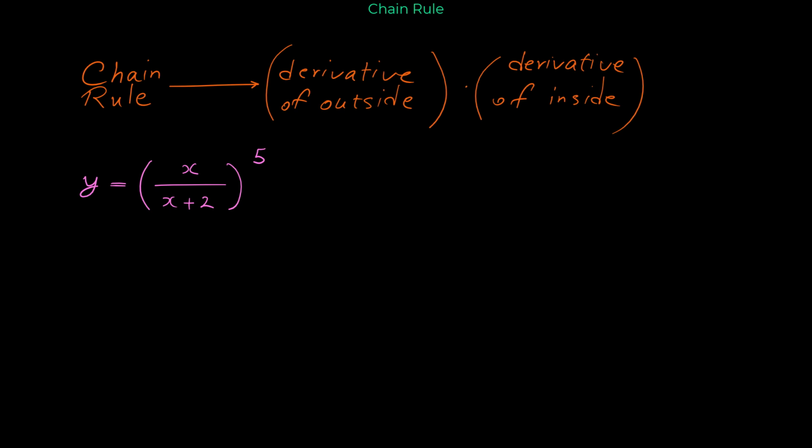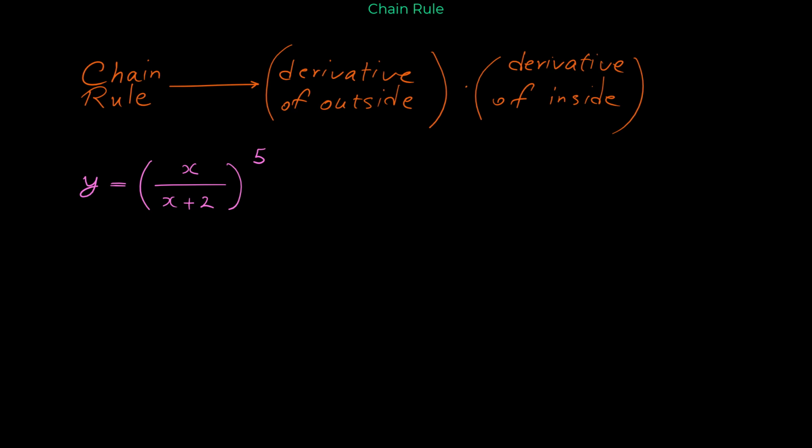Hello and welcome. In this video I'm going to show you how we can use the chain rule for finding derivatives of functions. Before we start, let me remind you the chain rule. When we want to take the derivative of any function, we have to take the derivative of the outside function and then multiply it by the derivative of the inside function. This is the chain rule in simple words.